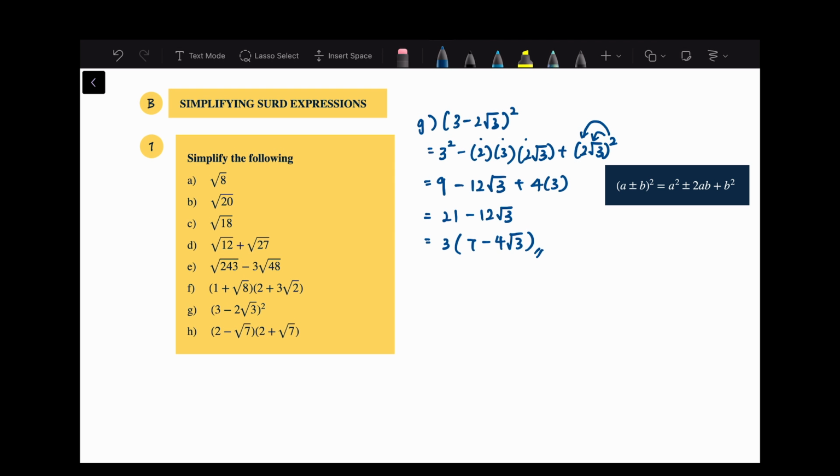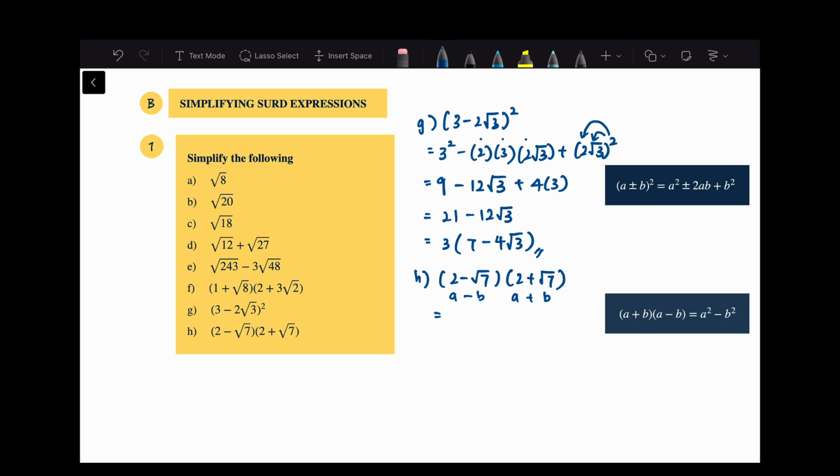Now part H is one of the most important questions that you will need to know. Let me give you a quick tip to increase your speed for such questions. The very first thing that you must recognize is that this takes the format of a minus b, a plus b. If you see the formula on the right, it gives us a squared minus b squared. So all we need to do is to take 2 squared minus square root 7 squared. That will give us 4 minus 7. And very simply, the answer is minus 3.